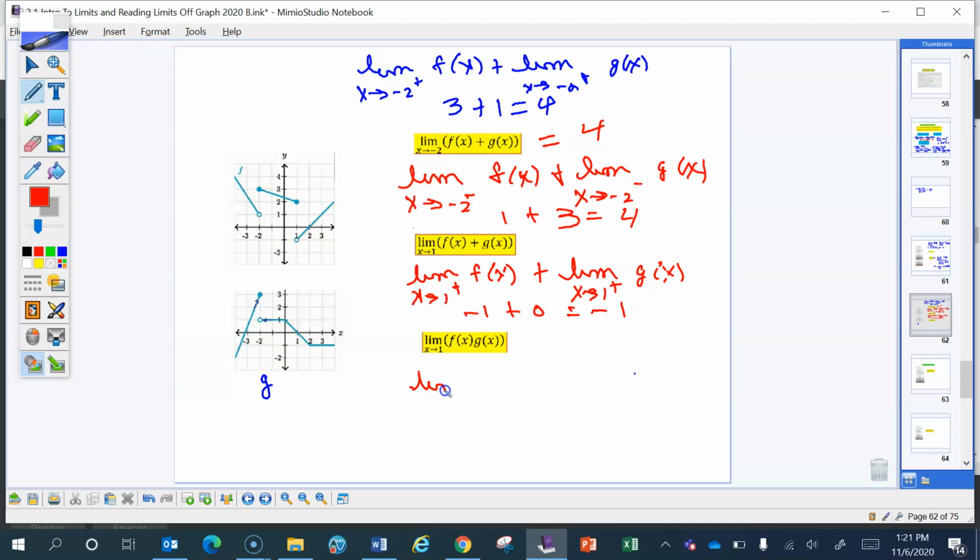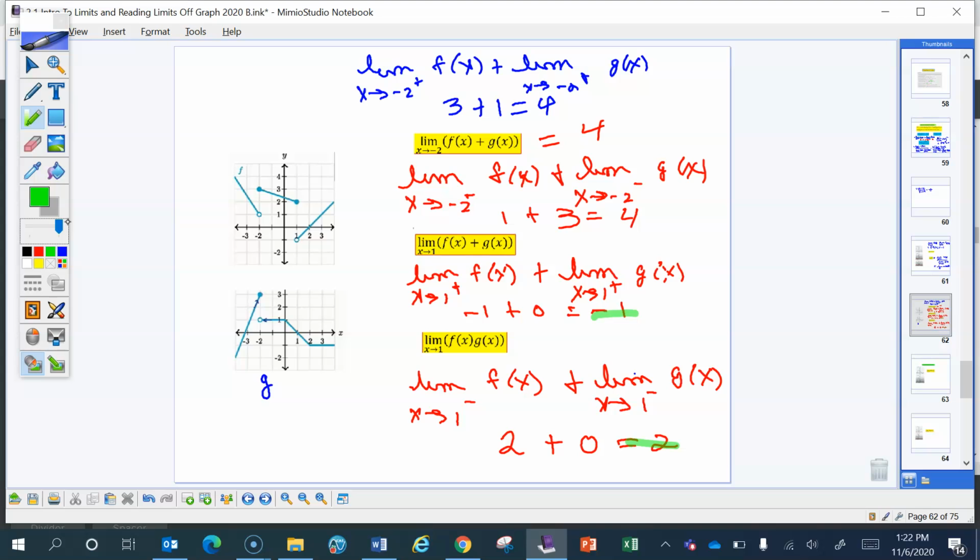Now, if I do the same limit as x approaches 1 from the negative side of f of x plus the limit as x approaches 1 from the negative side of g of x, the limit as I approach 1 from the left of f of x is 2 plus the limit as x approaches 1 from the left of g is 0, so this limit is going to be 2. So these two answers here are not the same. So therefore, we can state that the limit as x approaches 1 of f of x plus g of x does not exist.